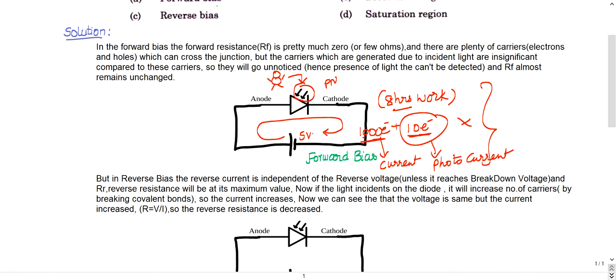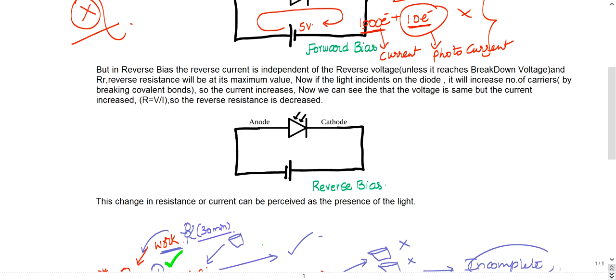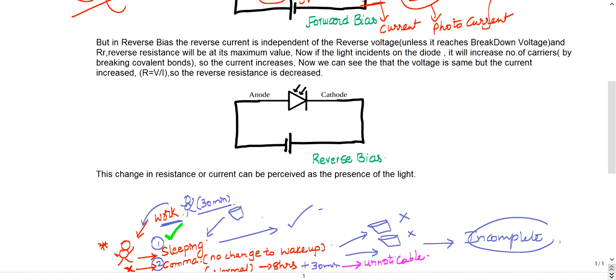So photocurrent is negligible when compared to the original current. Hence, you cannot use a photodiode in forward bias because it goes unnoticeable. Nobody will recognize it. So it goes unnoticeable. You cannot use it. Next, when it comes to reverse bias.